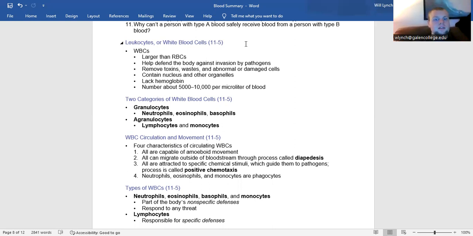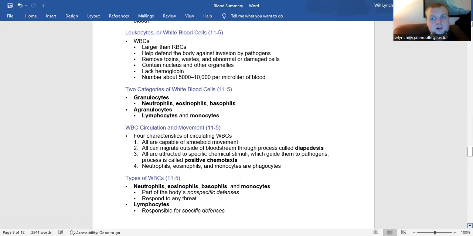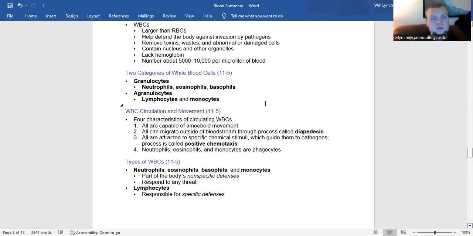So the white blood cell circulation is going to be dictated by a couple of different things. They're capable of amoeboid movement. They're capable of moving on their own, able to move through different vessels and squeeze their way out into tissue that needs it. When they migrate outside of the bloodstream and they move into tissues, this is a process known as diapedesis.